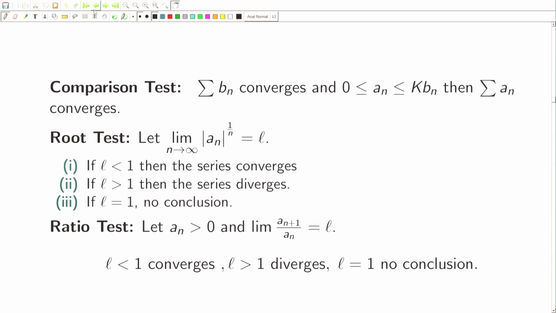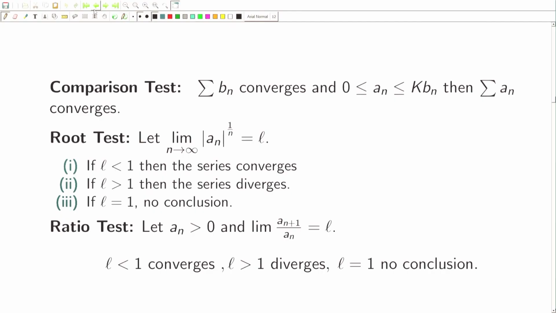basically three tests. One is the comparison test, which is extremely powerful. If we have two series A n and B n, both non-negative, and B n is greater or equal to A n, or A n is less or equal to some constant times B n, then if B n converges, then A n is going to converge. Similarly, if A n diverges, then summation of B n is going to diverge. As a consequence, we can derive the root test as well as the ratio test, which we are familiar with.